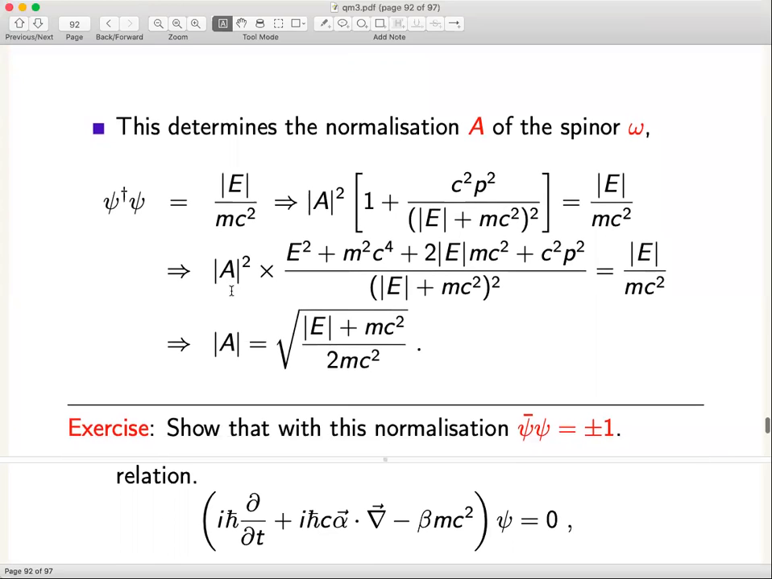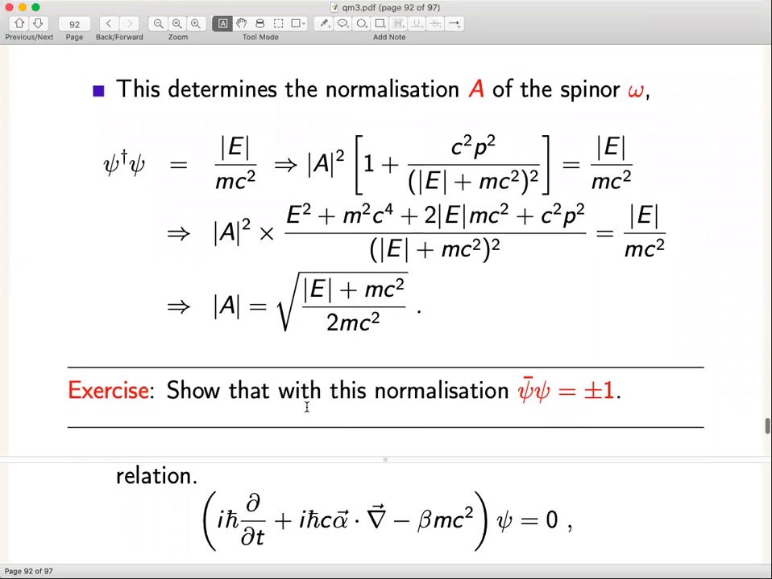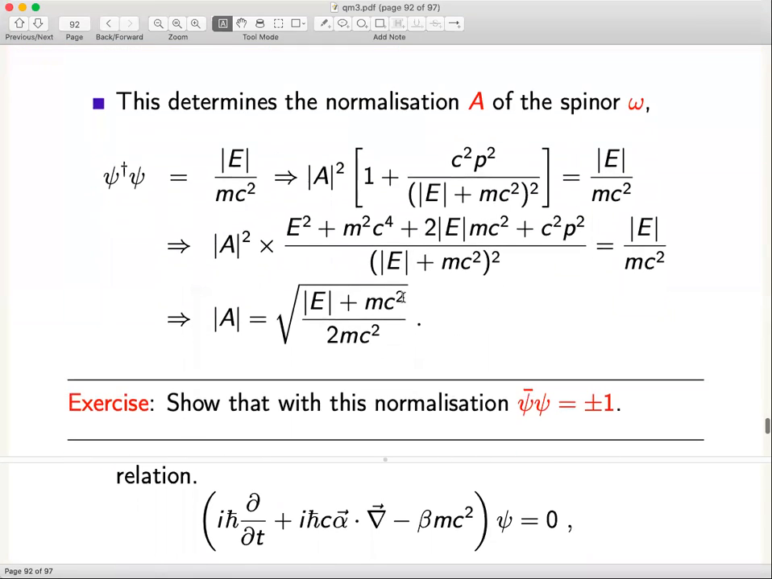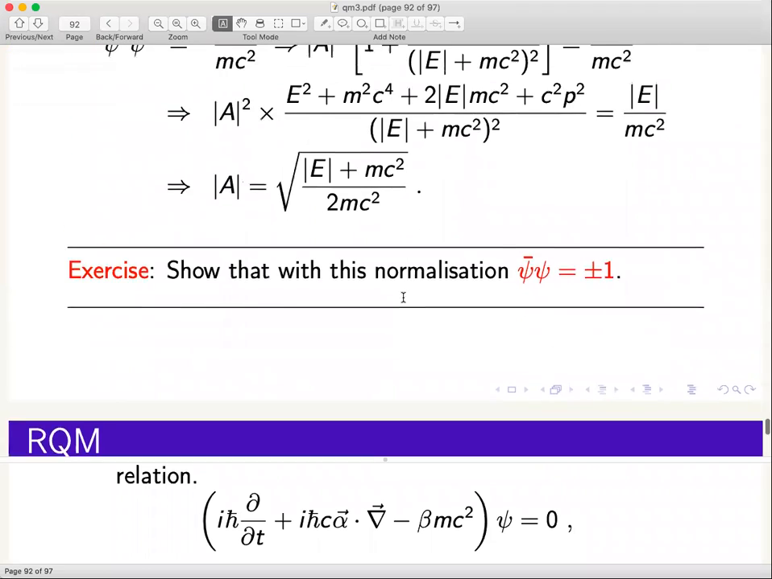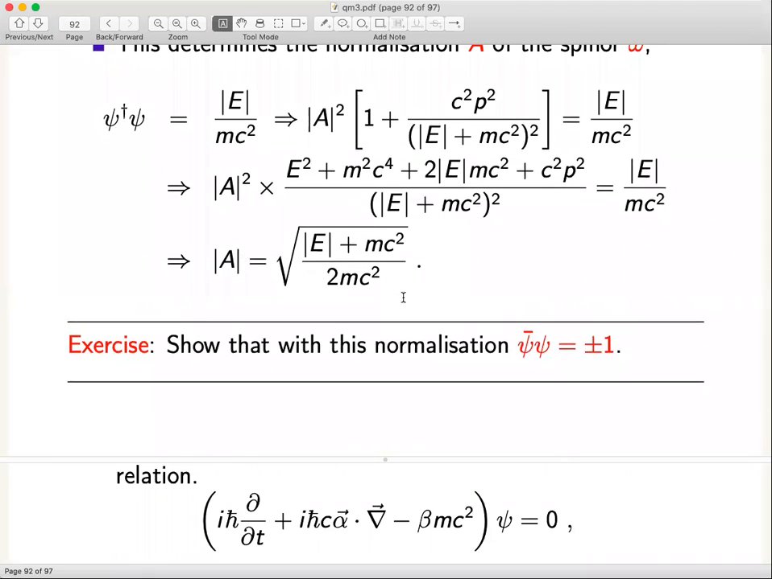Fine. So once you choose this normalization, then you can do a small exercise. You can show that with this normalization, psi bar psi is equal to plus or minus 1. So that is a simple check that you could do. Okay. So any questions at this point?